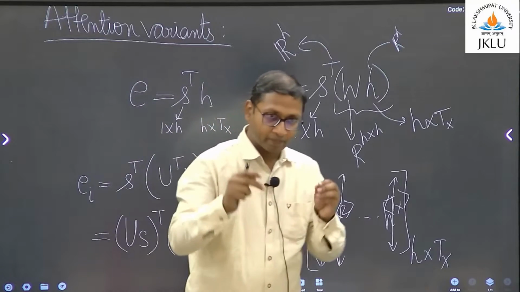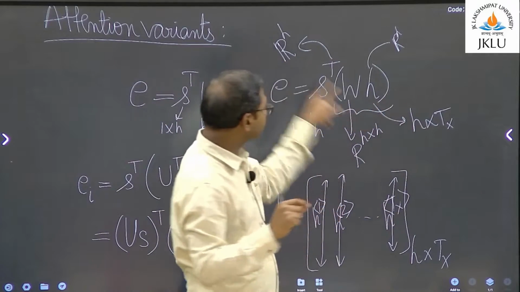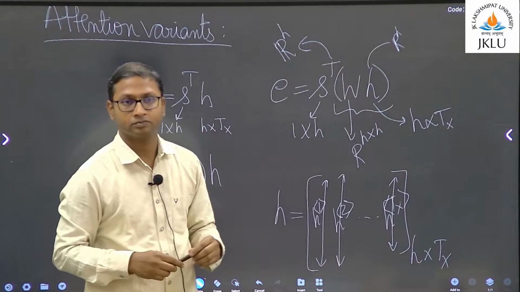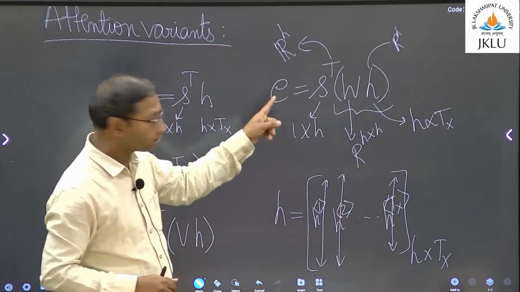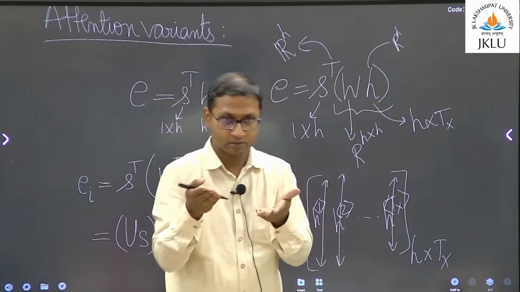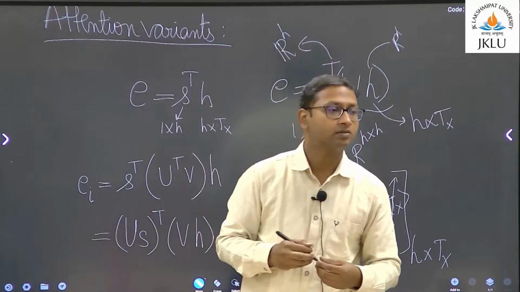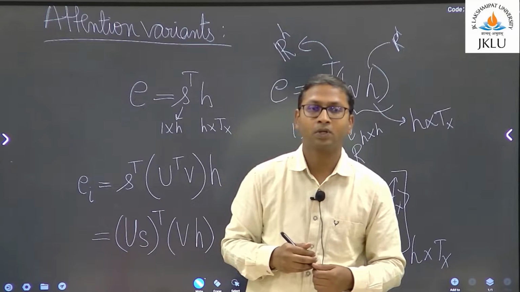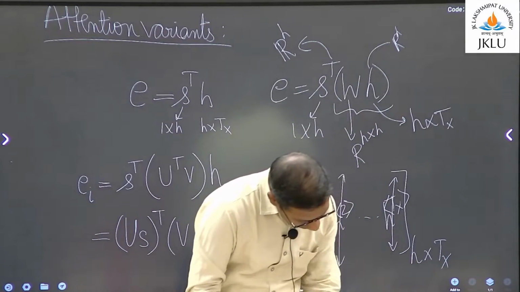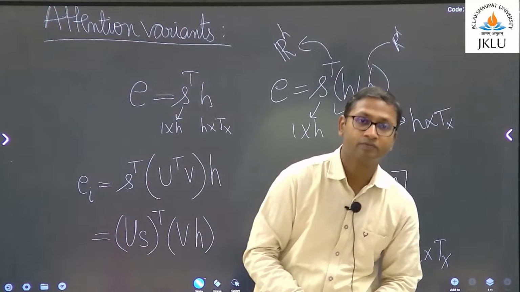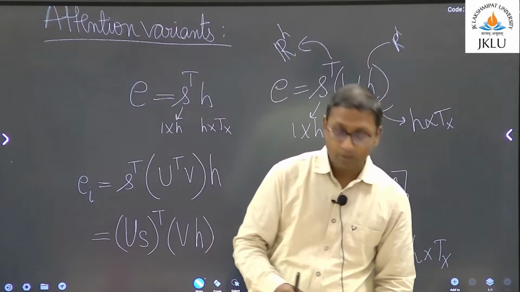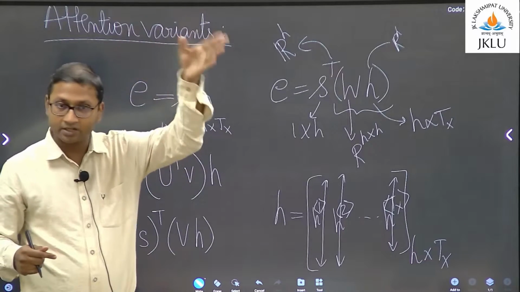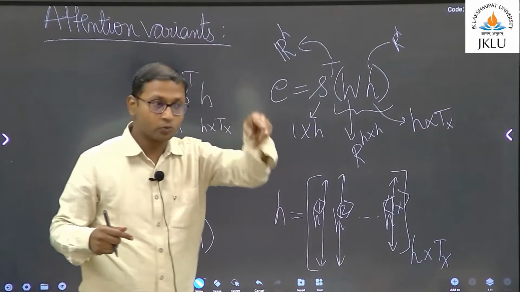See, this is just doing what we were doing before. We have just vectorized it. E is your 1 cross Tx. What was that name for it? Attention scores. Okay? And then you take softmax of this to get the attention distribution. Once you get the distribution, what do you do?